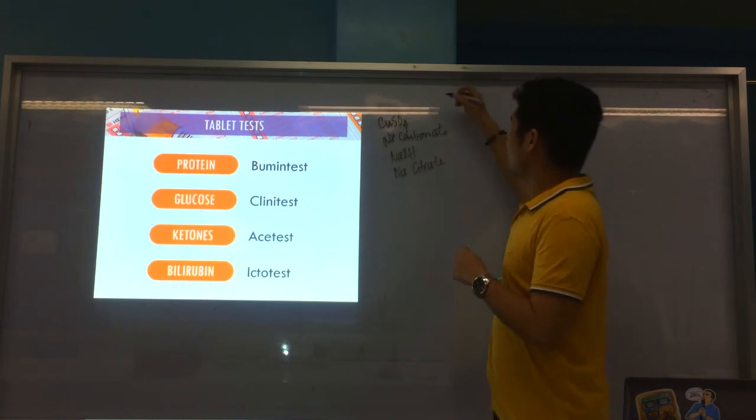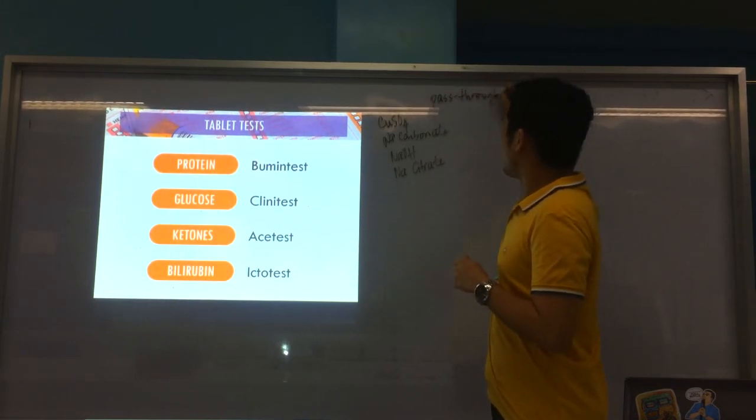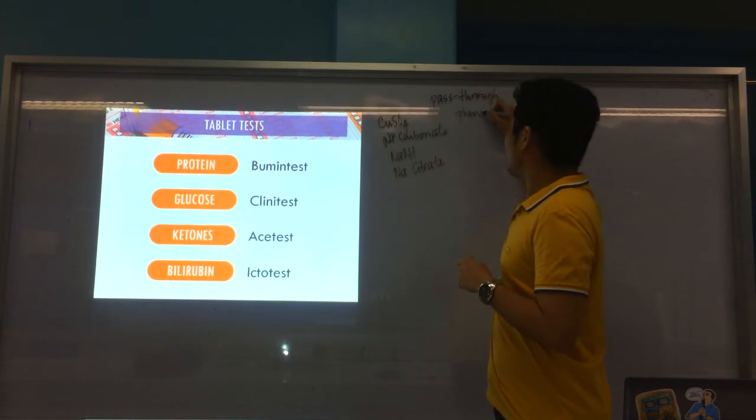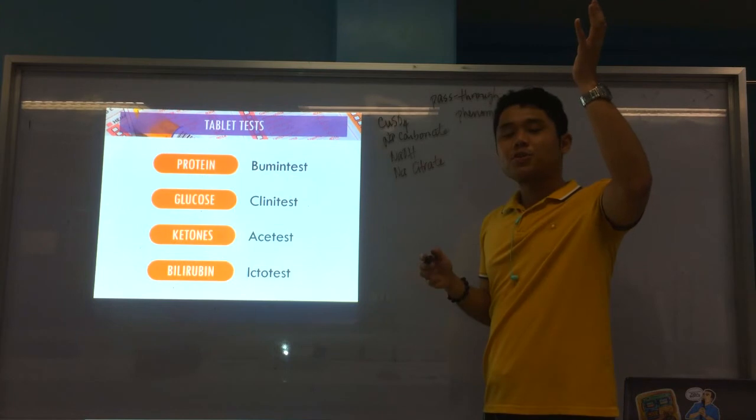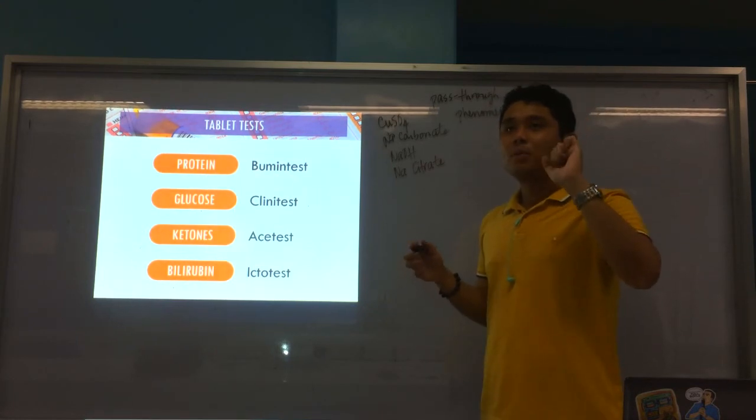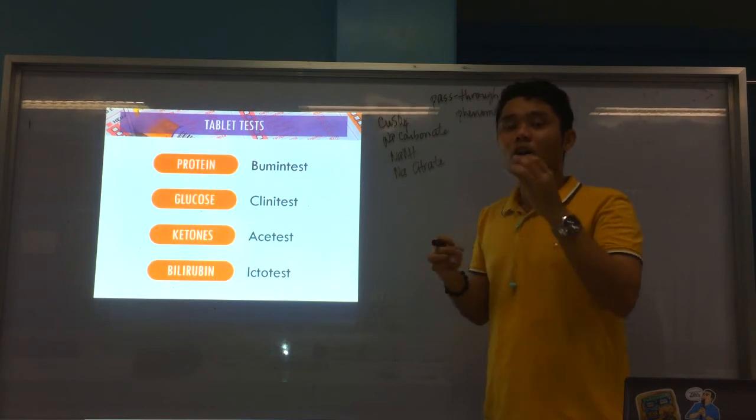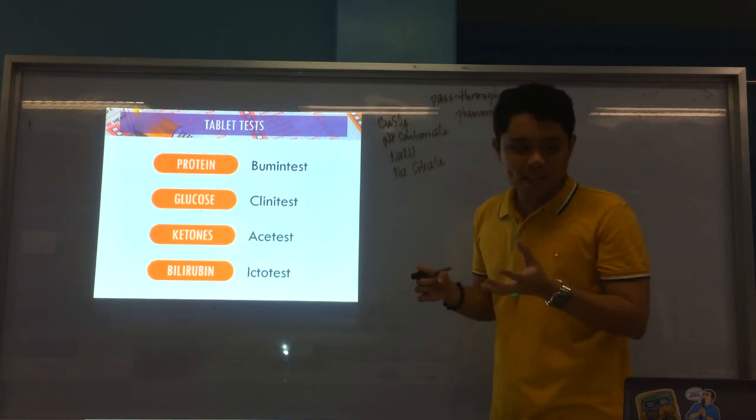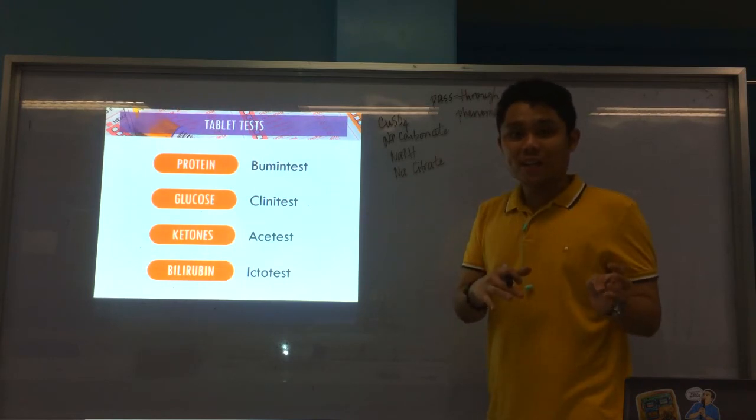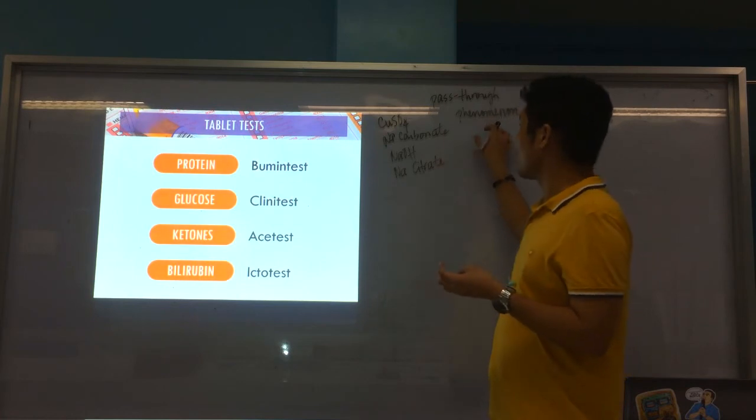Now we have what we call the pass-through phenomenon. This happens when the concentration of glucose is very high. When you put in the tablet, instead of staying red for a while, with a red, yellow, or orange precipitate, after a while it goes back to the negative color, which is blue or green. That is known as the pass-through phenomenon.